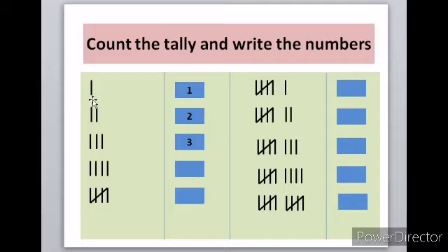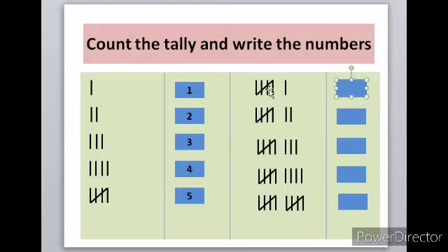Okay, let's do another exercise. Count the tally and write the numbers. They have given us the tally and we have to write the numbers. See, the first few are done for us. 1, 2, 3. Now see the 4th one. How many tally marks are there? 1, 2, 3, 4. So write 4. Then here 1, 2, 3, 4 and the 5th is a cross. So it is 5. What is the number? Count, it is 5. That set is 5.